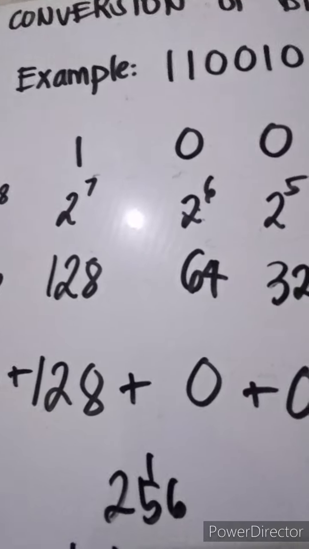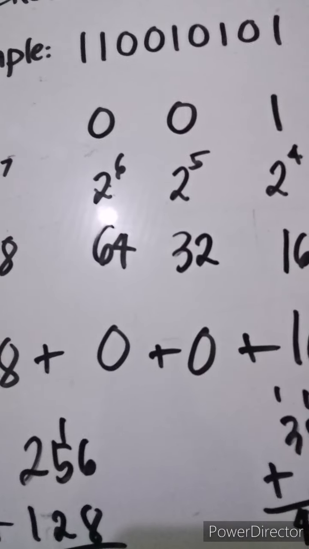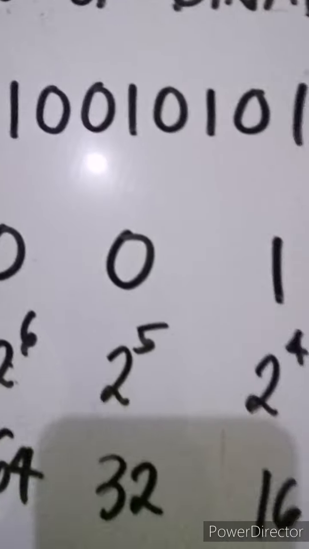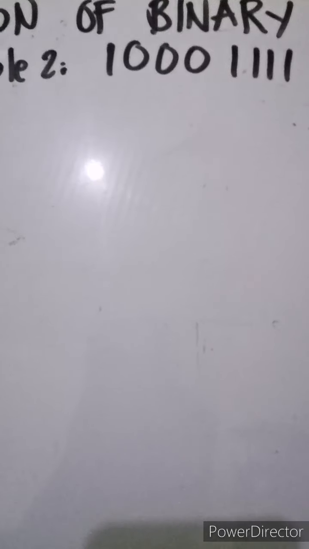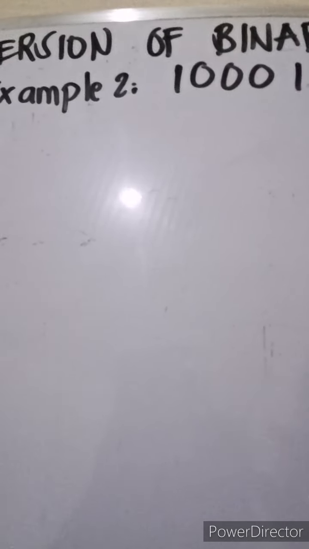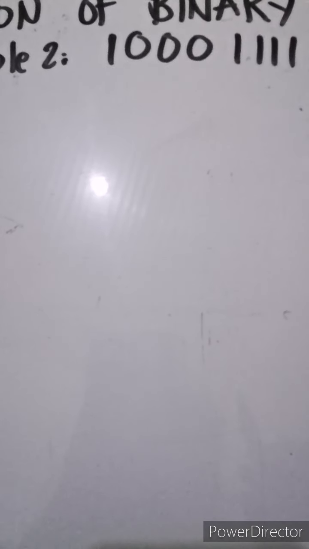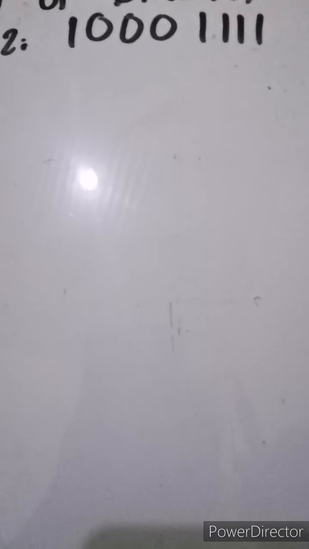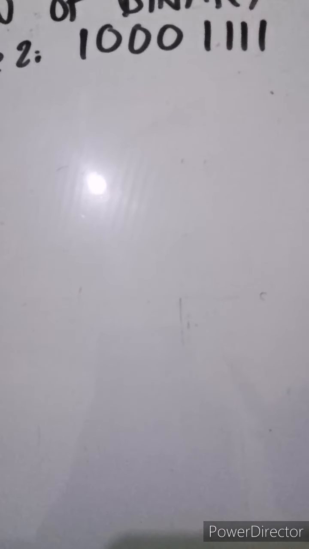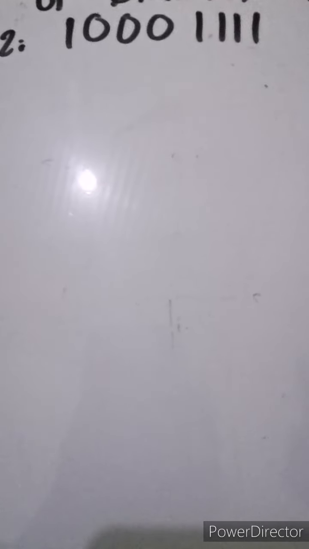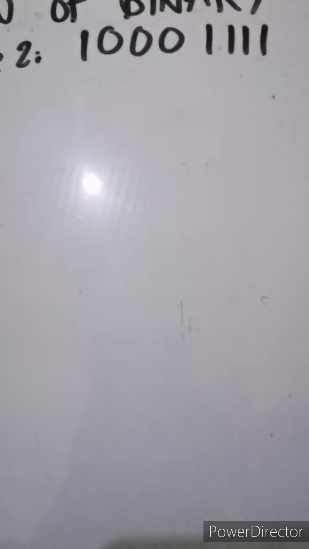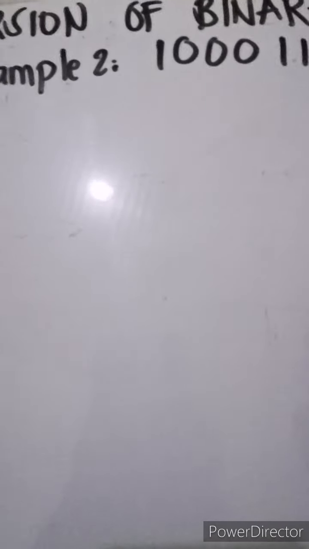If you are confused kung tama ba ang sagot mo, you can do the checking by converting this 405 to the binary number. Because last time we converted the number 143 to binary, and ang lumabas is 10001111. So now, we will check if maibabalik natin itong binary number into the number na 143. So, expected answer natin from here is 143.